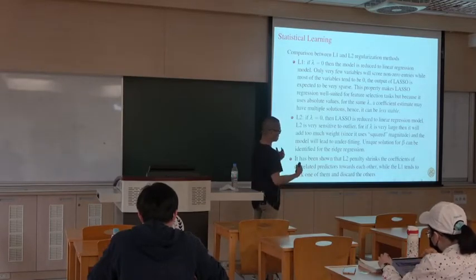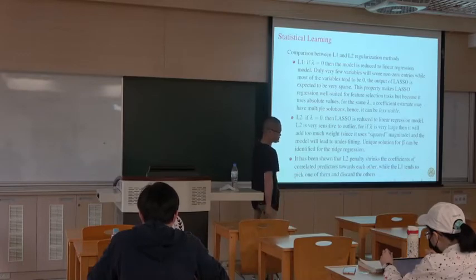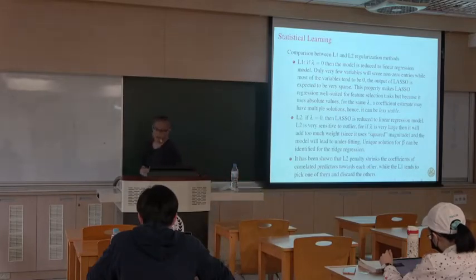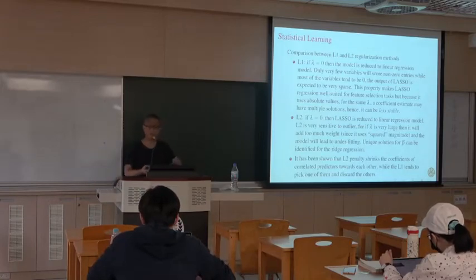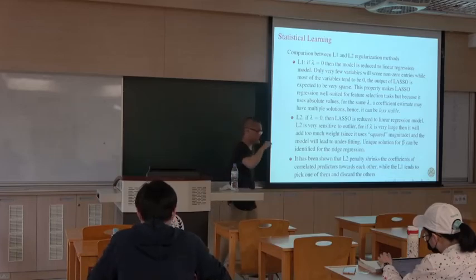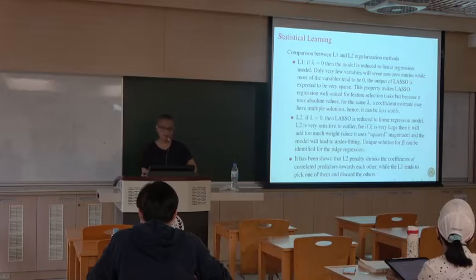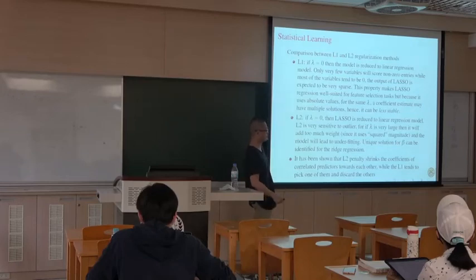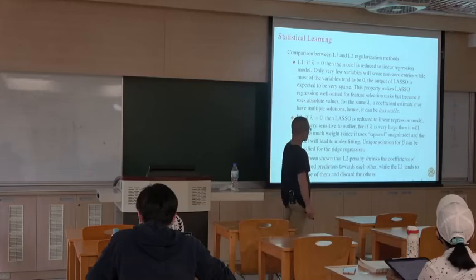Of course we have L2, meaning that we use the square magnitude of beta as the specification for the penalty. But it also carries some properties. Since you use square magnitude, it's very sensitive to outliers or to small fluctuations in the difference between the actual value and predicted value. So if lambda is very large, then you will add too much weight, and eventually you will underfit. However, a unique solution for beta can be identified by this technical process. We can identify a unique value for beta in L2 regularization.